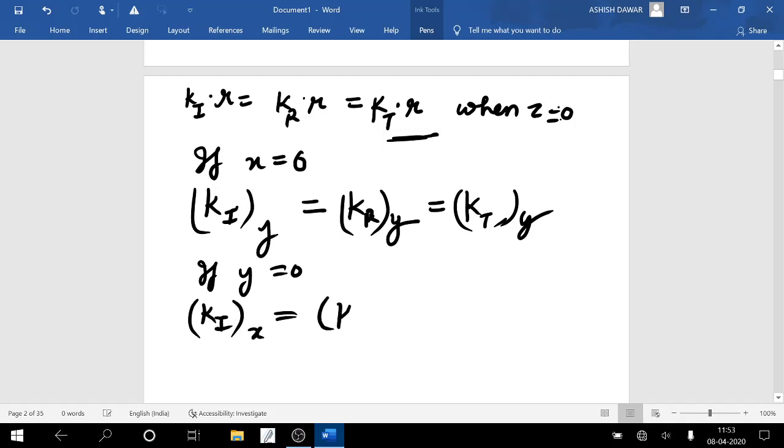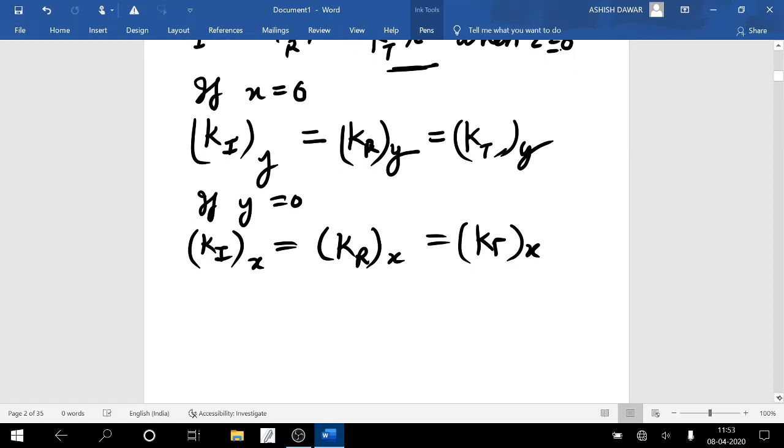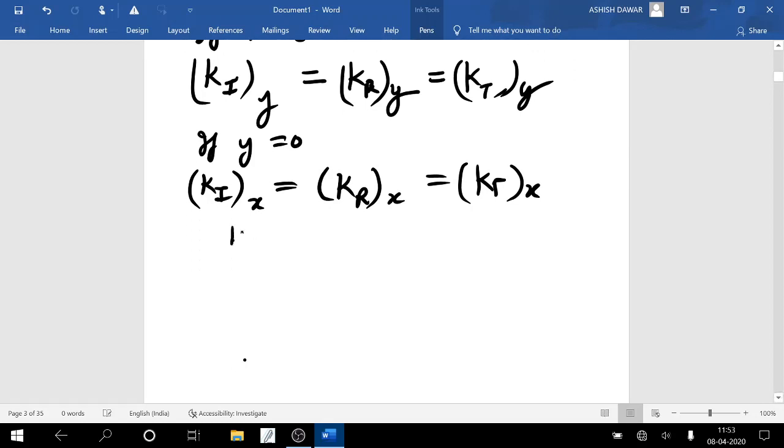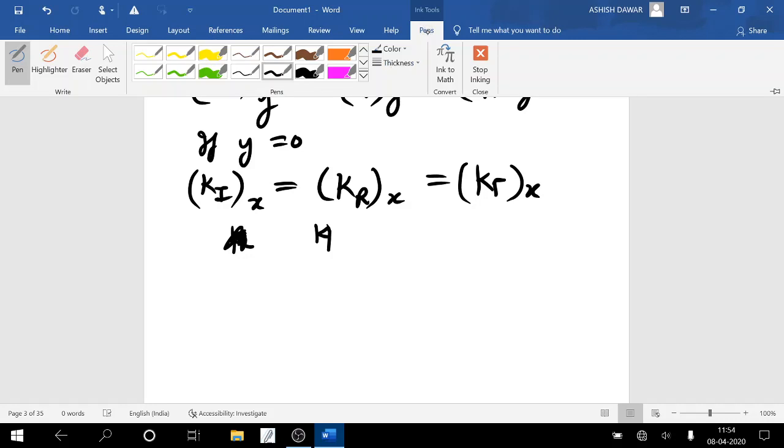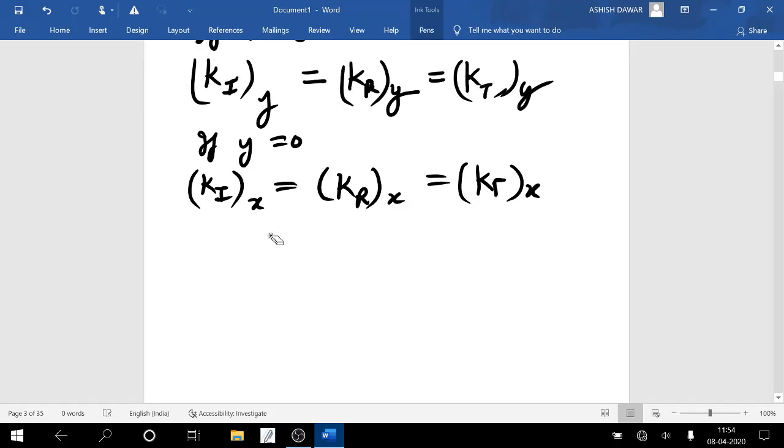k_ix equals k_rx equals k_tx. Okay, so if the x-axis is oriented so that k_i lies in the xz plane, that is k_iy equals 0, then according to this equation, we conclude that k_ry and k_ty are also equal to 0.